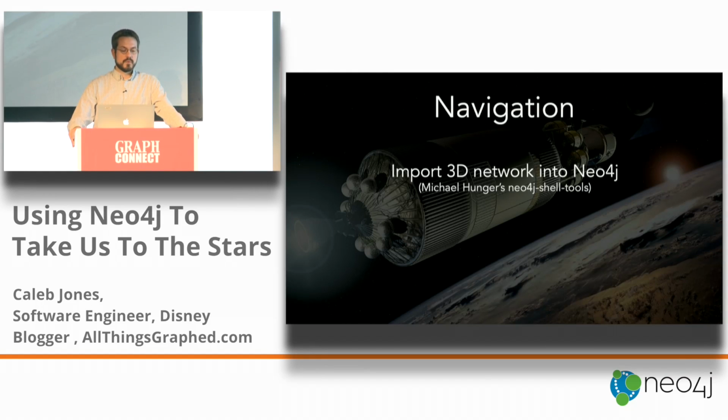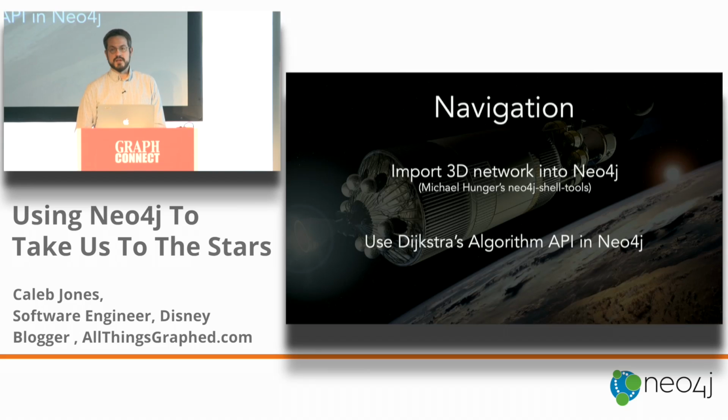And so the format, Michael Hunger's Neo4j shell tools adds an import. Remember, there's an import CSV command. There's also, I believe, an import GraphML. So you can load in that format, which is a common graph format in XML. Once you have that loaded into Neo4j, then you can programmatically do things like use Neo4j's Dijkstra's algorithm, and that will give you your shortest path. So then we can start answering really interesting questions. What would it take for me to go from here to there, or from there to here? And you can start seeing what these pathways are.